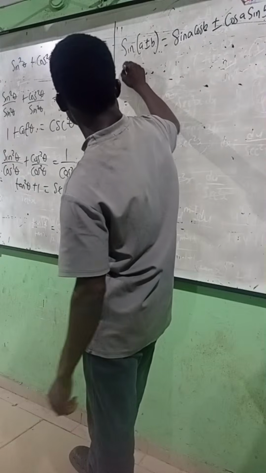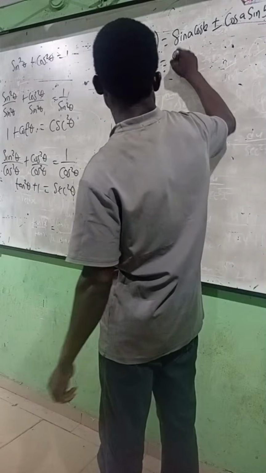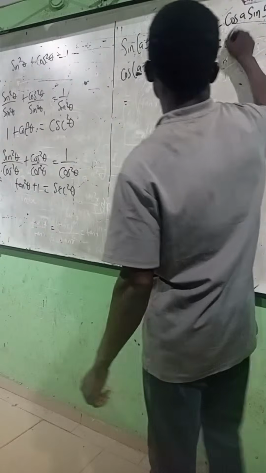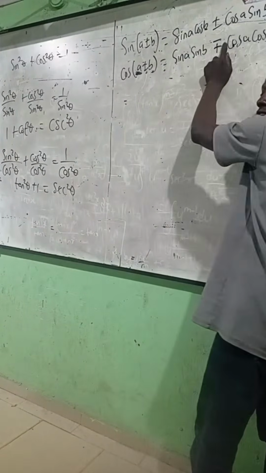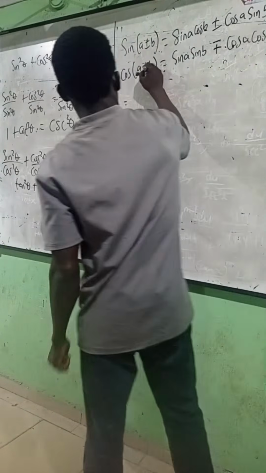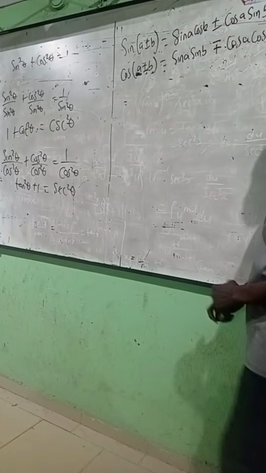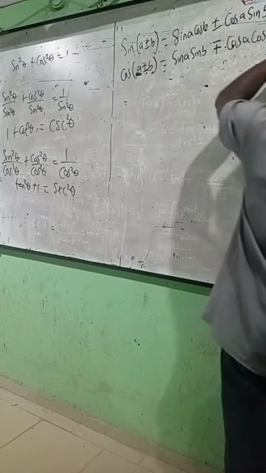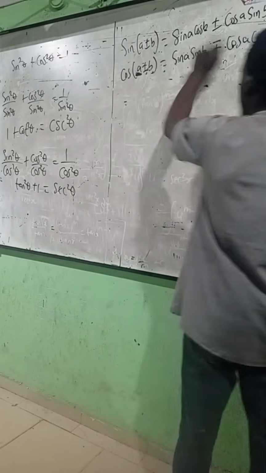Another one you must never forget is cos (A plus or minus B) equals cos A cos B minus or plus sin A sin B. That is, if you have plus here, minus will be here, and if you have minus here, plus will be here. So cos (A plus B) is cos A cos B minus sin A sin B, and cos (A minus B) is cos A cos B plus sin A sin B. But for sin, whatever sign you have here, you have it here. For cos, the sign will change.